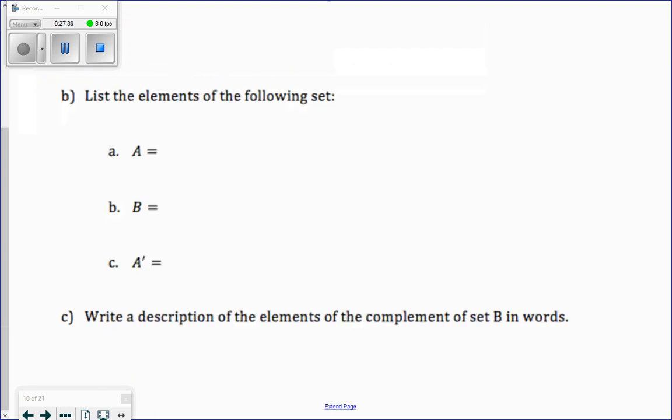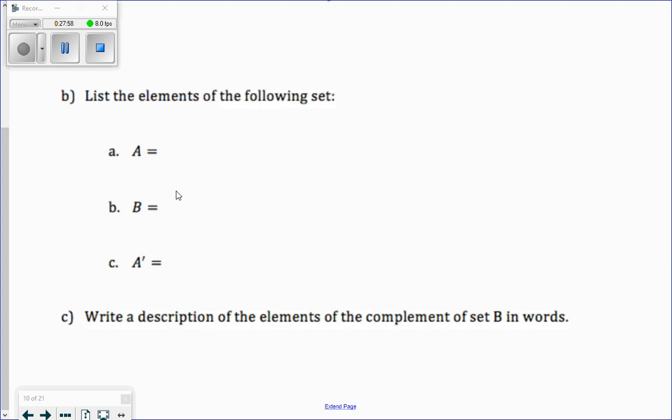So it says list the elements. Did I miss part? Where's my part of my question here? Did I miss something here? Let me see your page here.